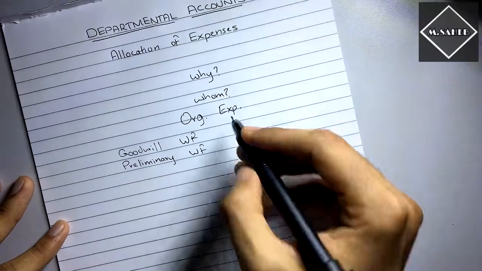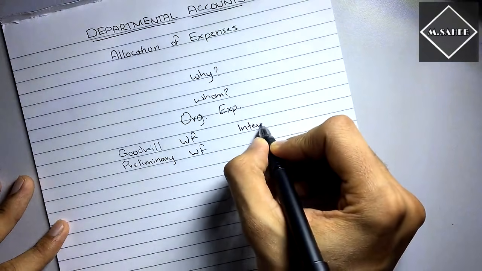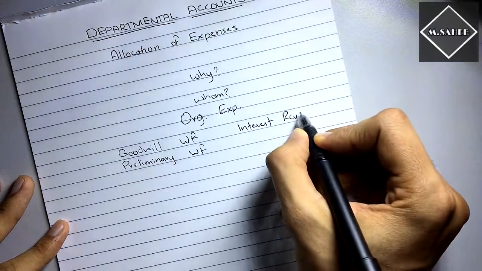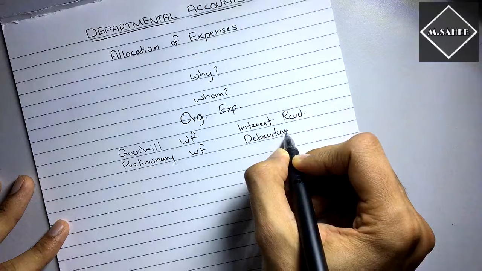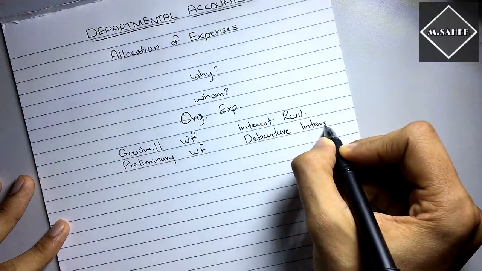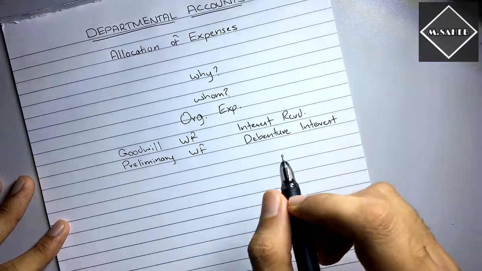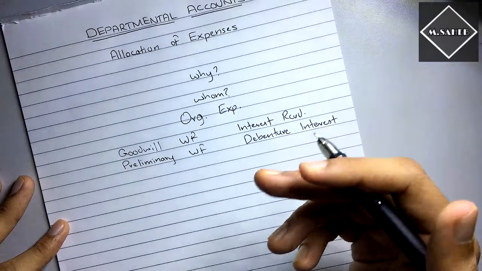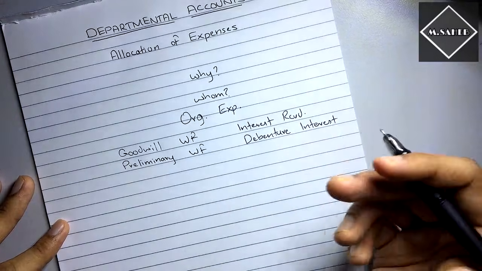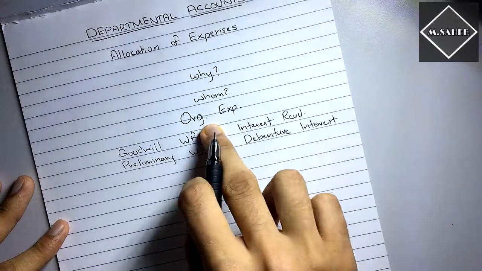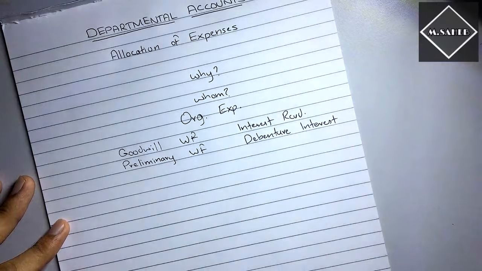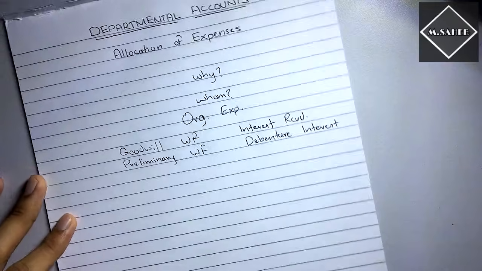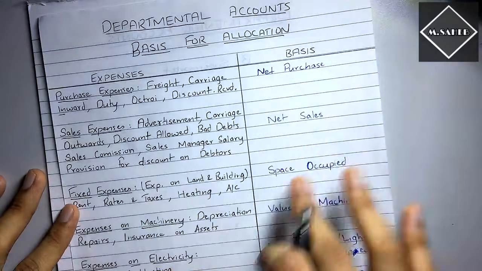Like interest received and debenture interest, all these will not come into the departmental trading and profit and loss account because these are not possible to distribute among the departments, and these are organizational level expenses. There are more, okay? We will see this while solving the problem. All right, so now you understood the basis for allocation of the expenses.